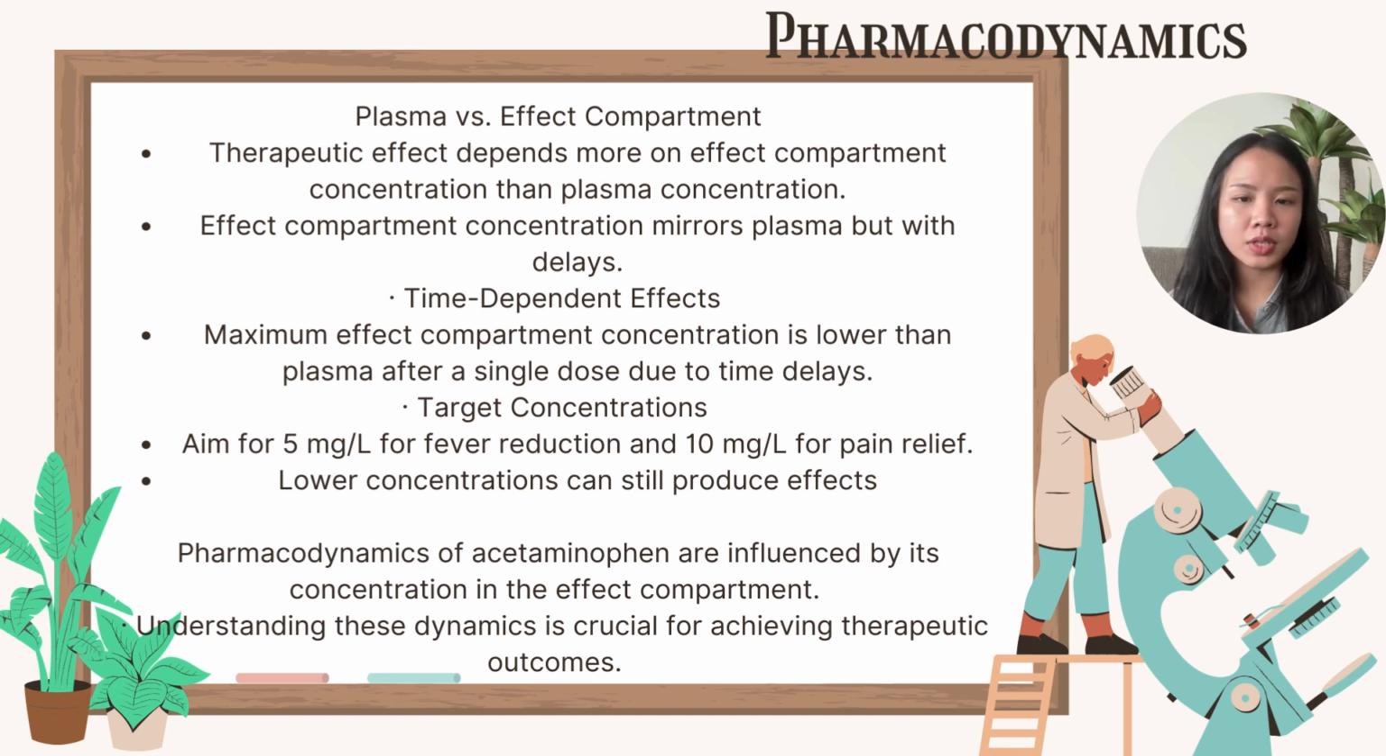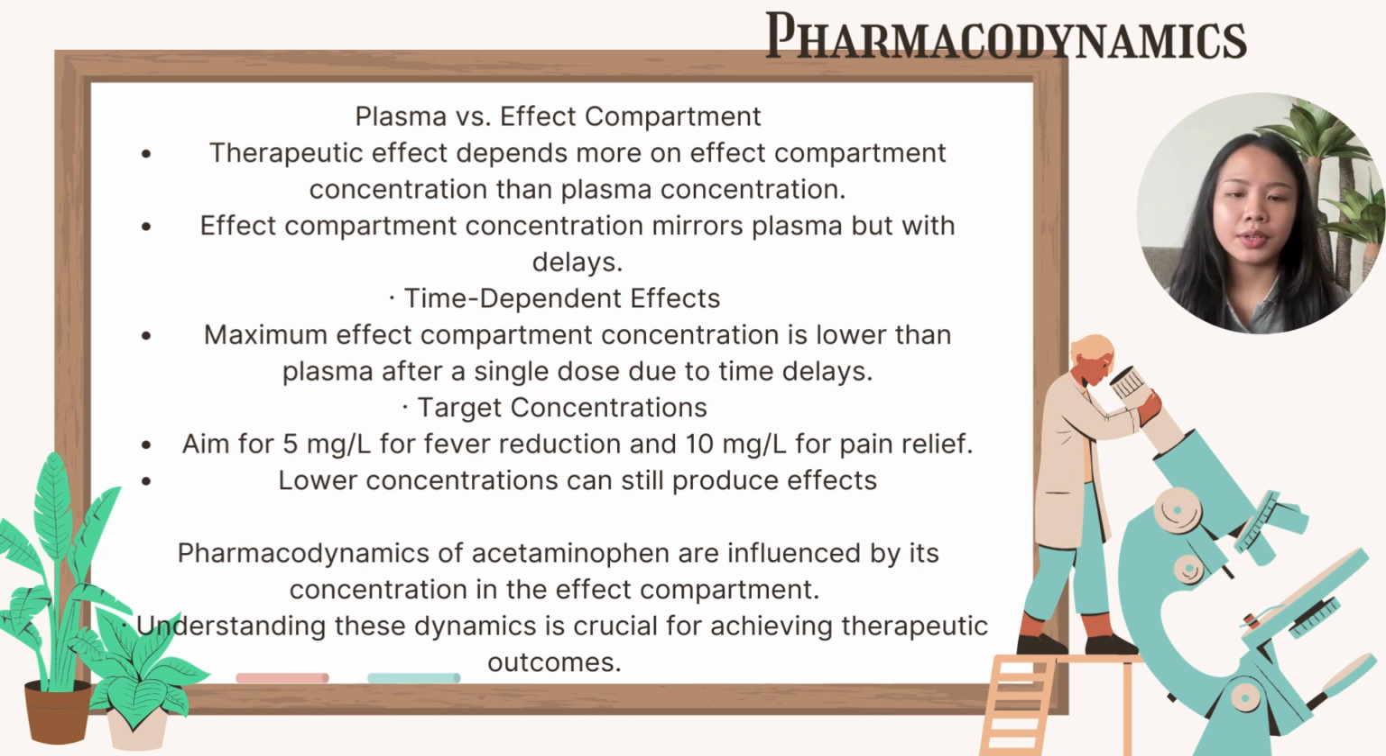Pharmacodynamics, plasma versus effect compartment. Its therapeutic effect depends more on effect compartment concentration than plasma concentration. Effect compartment concentration mirrors plasma but with delays. Maximum effect compartment concentration is lower than plasma after a single dose due to time delays. Target concentration aims for 5 mg per liter for fever reduction and 10 mg per liter for pain relief. Lower concentrations can still produce effects.